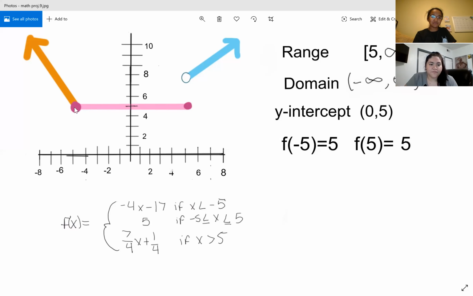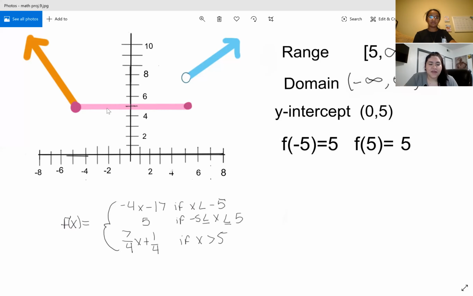Okay, and our first one is going to be this orange one right here. It's going to be y equals -4x minus 17 if x is less than -5. And that's going to be shown right here. Originally, it does have an open circle, but due to it overlapping with our pink line right here, it becomes a closed circle.